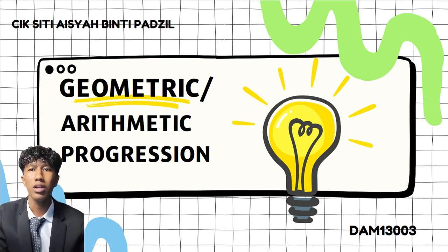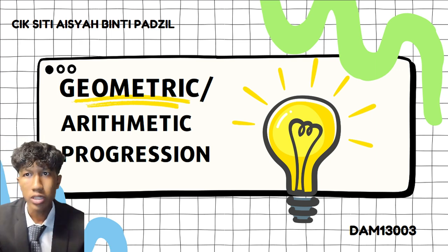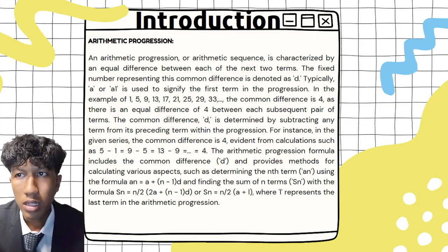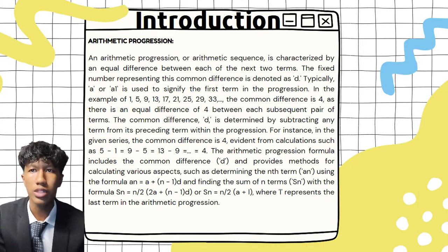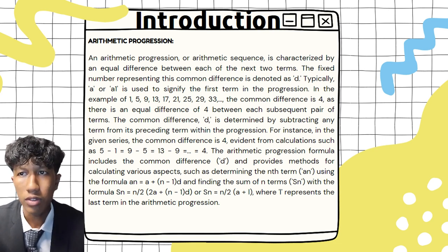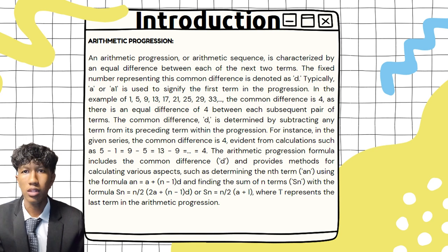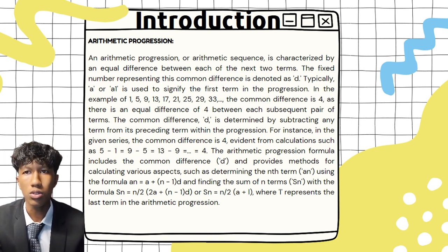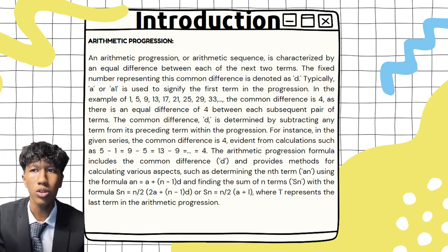Introduction. Arithmetic progression. An arithmetic progression or arithmetic sequence is characterized by an equal difference between each of the next two terms. The fixed number representing this common difference is denoted as d. Typically, a or a1 is used to signify the first term in the progression.